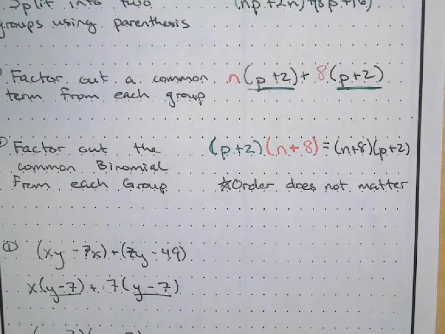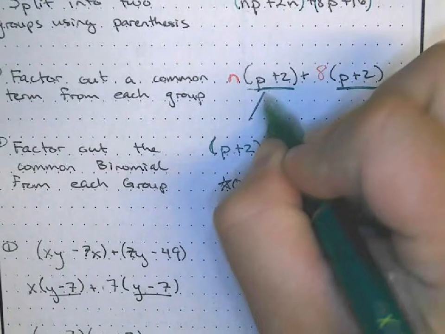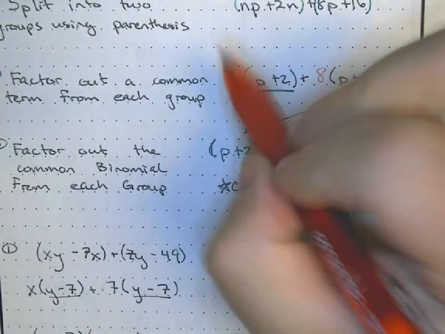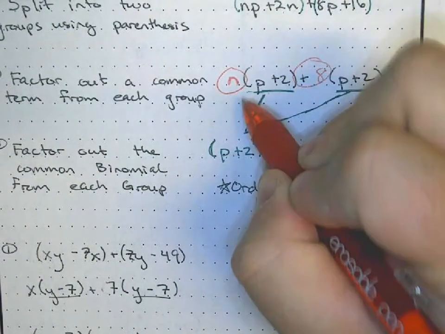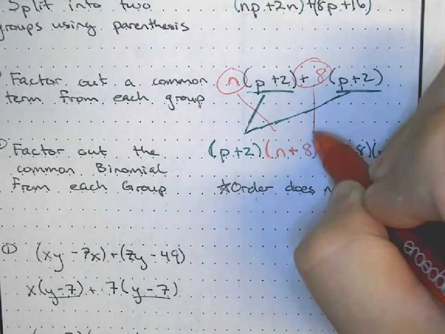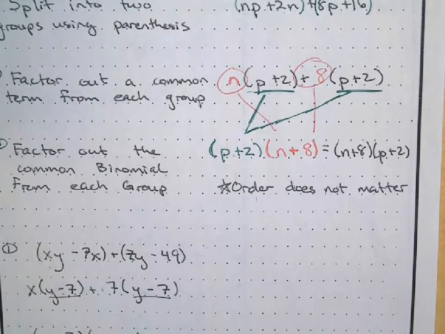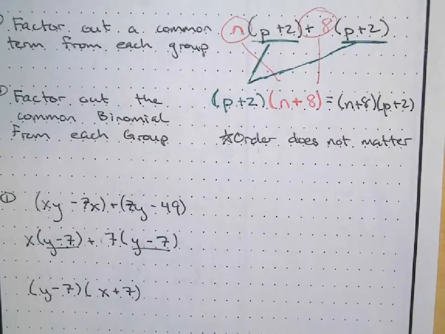So if we want to add this to our notes, the same binomials are factored out front like so, and then this n and this n plus 8 are coming down like so. Hopefully, if you added that to your notes, it doesn't make it too confusing. But that's kind of what we're doing.